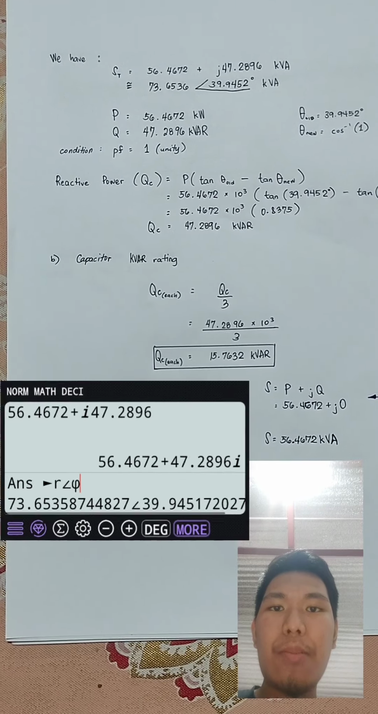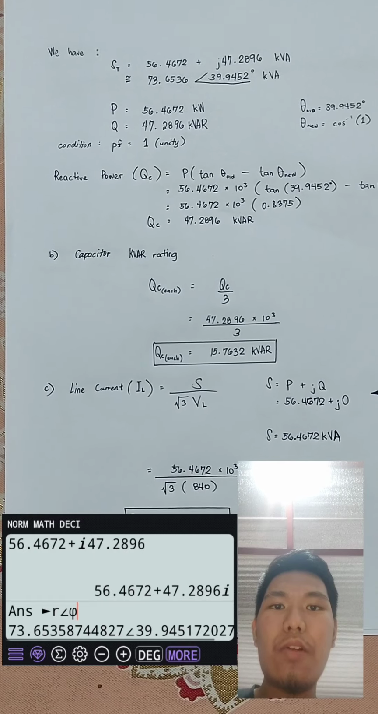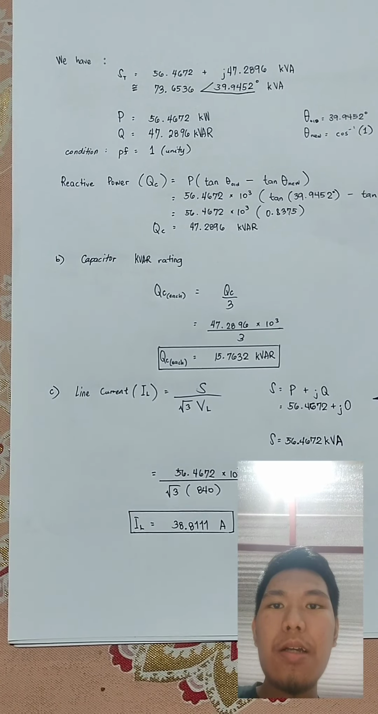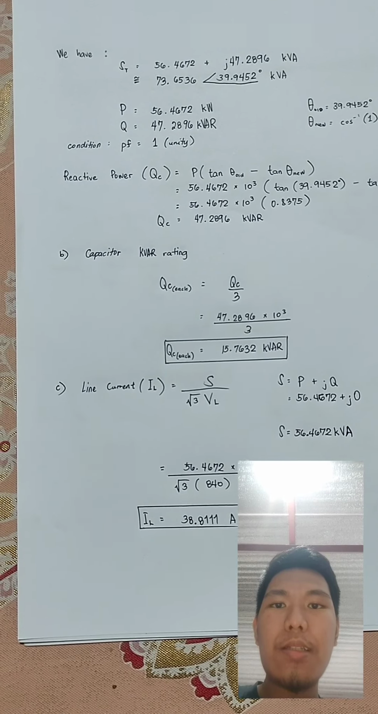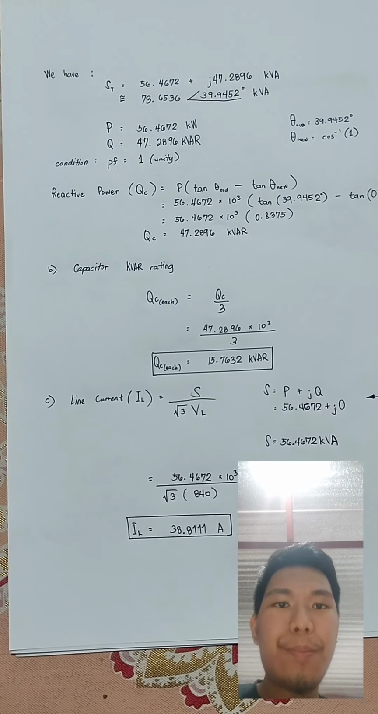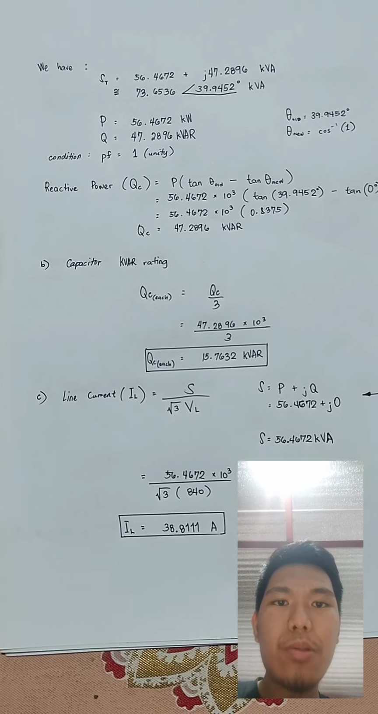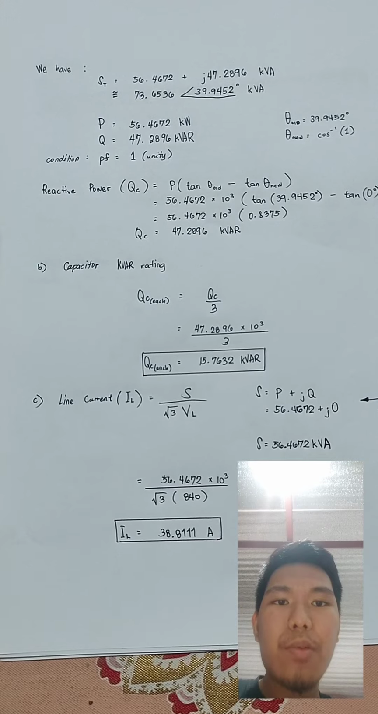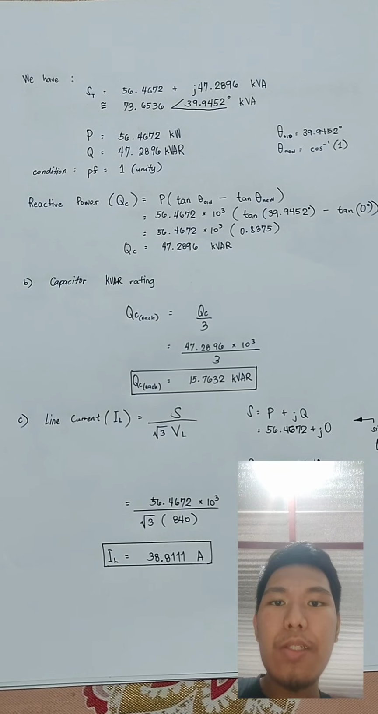which is 73.6536 angle 39.9452 degrees kilovolt ampere. We can also get its real power from the given total complex power of 56.4672 kilowatts and its reactive power of 47.2896 kVAR. We will treat the angle of 39.9452 degrees as the old angle, and the new angle is equal to cos raised to negative 1 of 1. We have the condition having the power factor of unity, which is equal to 1.